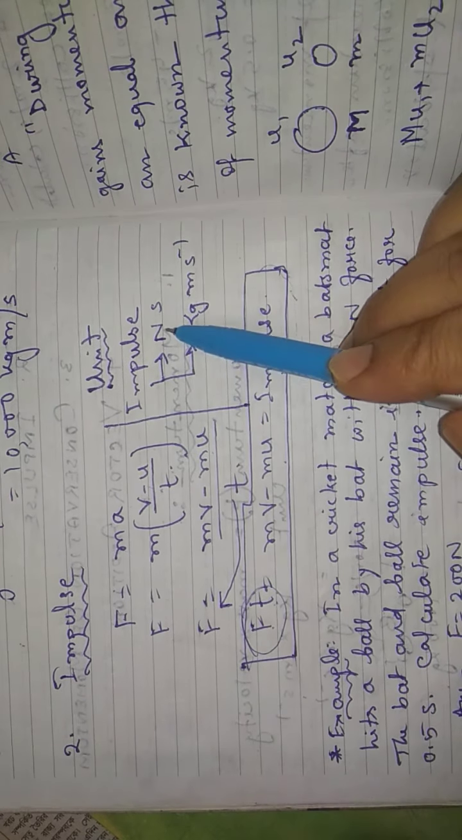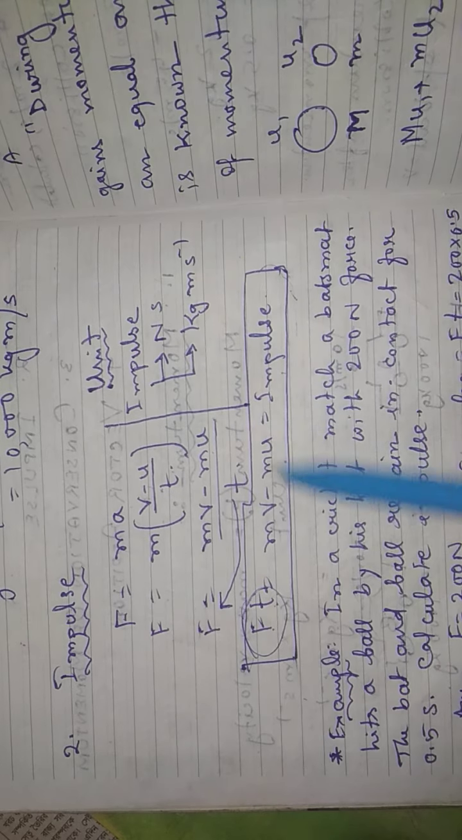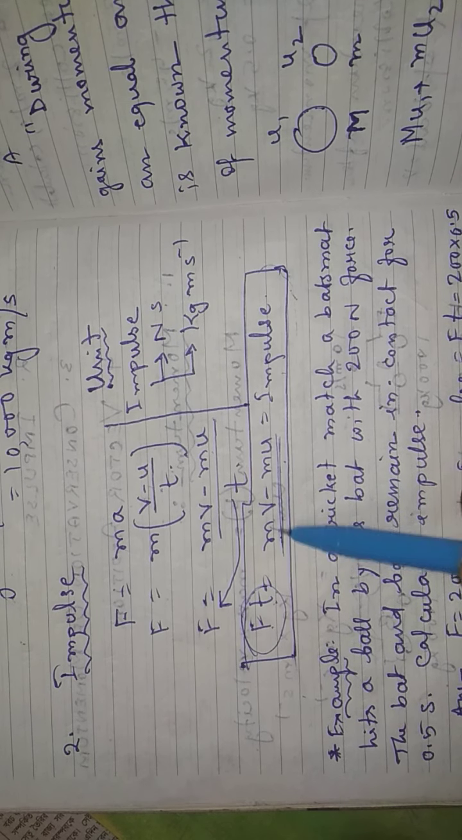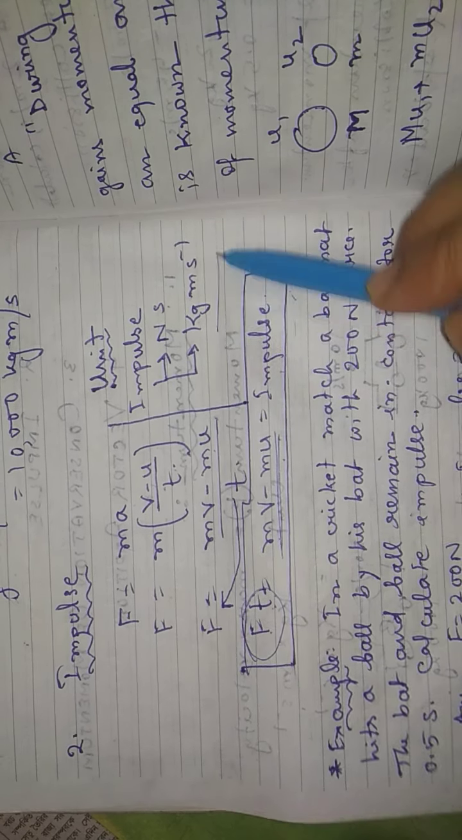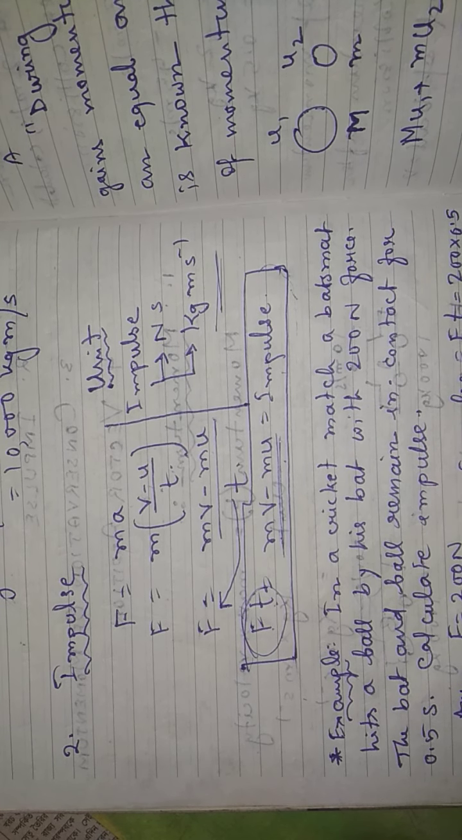So what is the unit of impulse? f into t is impulse, so Newton into second. So impulse is Newton into second. Also change in momentum, that is m into v minus m into u, so kg meter per second is also a unit of impulse.